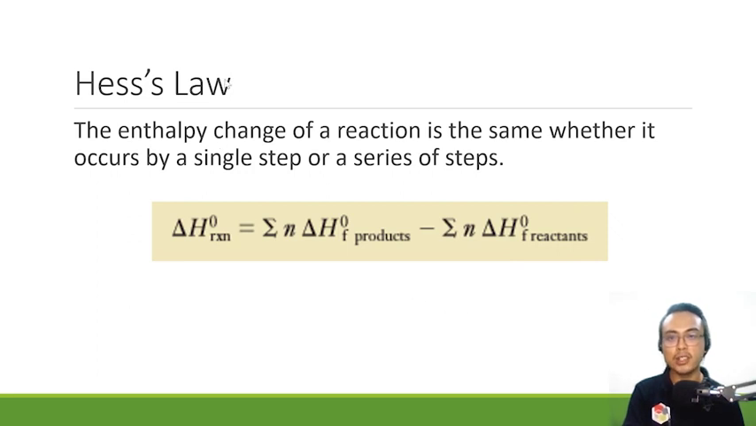Therefore, Hess's law is simply the summation of the coefficients in the balanced equation multiplied by the enthalpy of formation of the products, minus the summation of the coefficients in the balanced equation times the enthalpy of formation of the reactants. A very easy way of remembering Hess's law is it's always products minus reactants. Let's try to solve some examples.